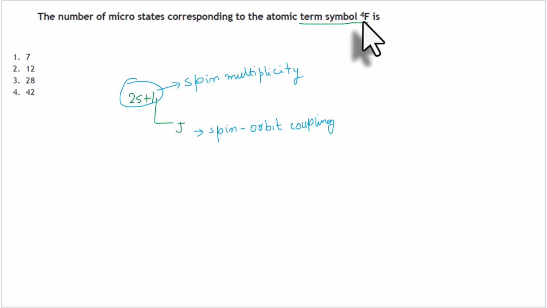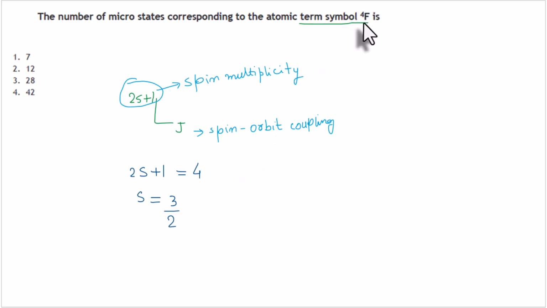Now we have been given the term symbol 4F. From here we know that 4 corresponds to 2S plus 1, the spin multiplicity. So 2S plus 1 is 4, and what should S be? S is 3 divided by 2. That is, the spin is 3 divided by 2. Okay, we got this number.